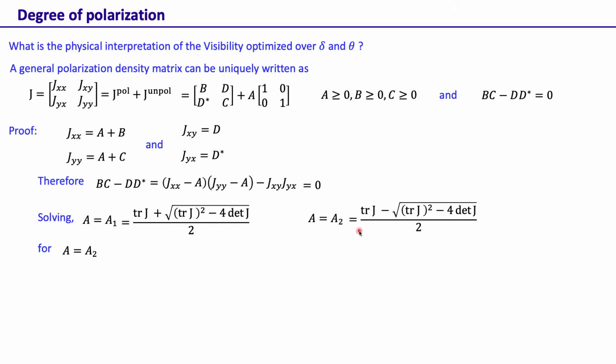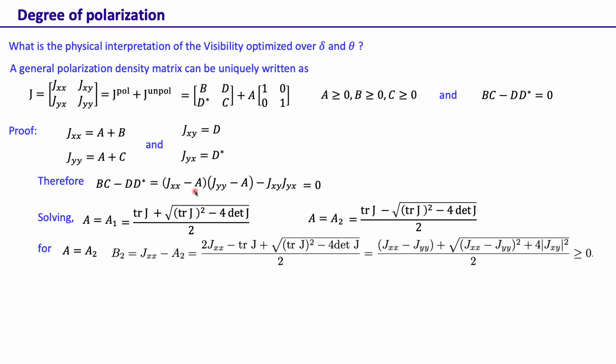Now, this decomposition involves A, B, C and D. We have found that A satisfies a quadratic equation, hence it has two solutions. If we take the second solution, A equal to A2, then the B corresponding to that solution, which we are calling B2, will take this form. This can be easily derived, and the point is that this is greater than or equal to 0. For this A2, we can also show that the corresponding C2 is also greater than 0.